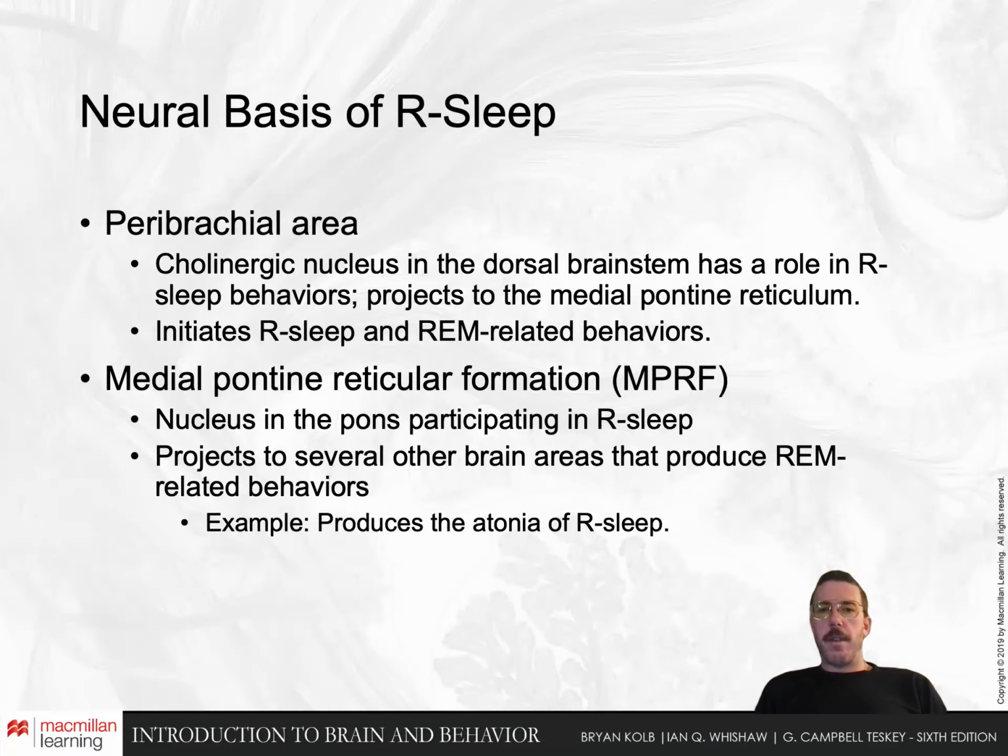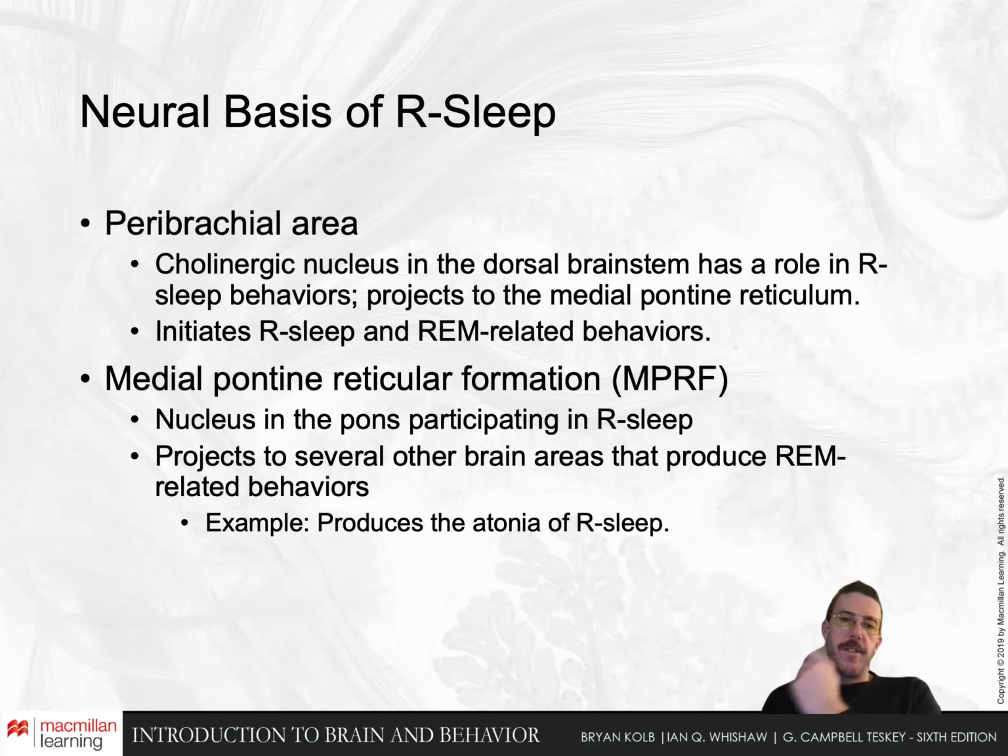Additional two areas that are related to sleep are the parabrachial area. These are cholinergic nuclei in the dorsal brainstem, which seem to be related to our sleep. It projects to the medial pontine reticular formation and seems to initiate REM sleep and other REM-related behaviors like atonia. The medial pontine reticular formation is a nucleus in the pons. It also participates in our sleep. It projects to other brain regions that produce these REM-related behaviors like the atonia during sleep.